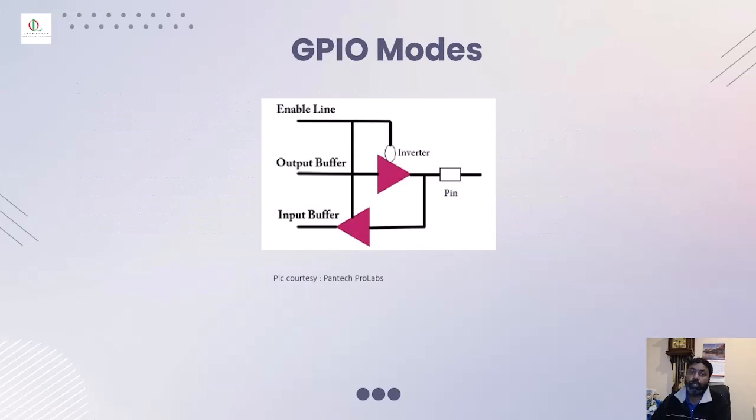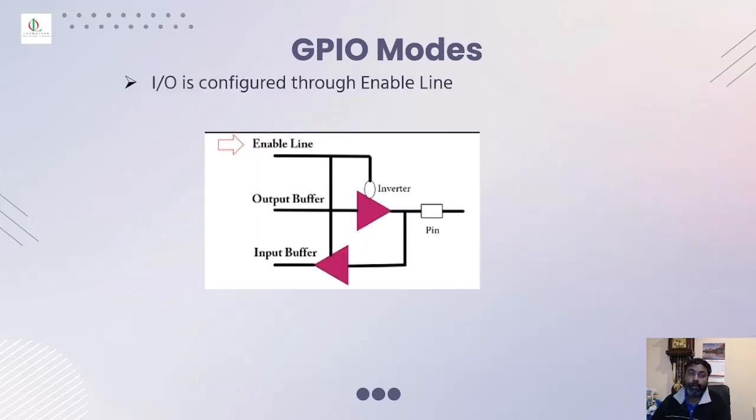Now let's move on to GPIO modes. GPIO modes are configured through an enable line. Every enable line acts like a peripheral clock, if you like. So first, if you want to activate the port, you need to enable that line first. Then it depends on the input buffer and the output buffer. The pin gets the value either written to it or read from the pin.